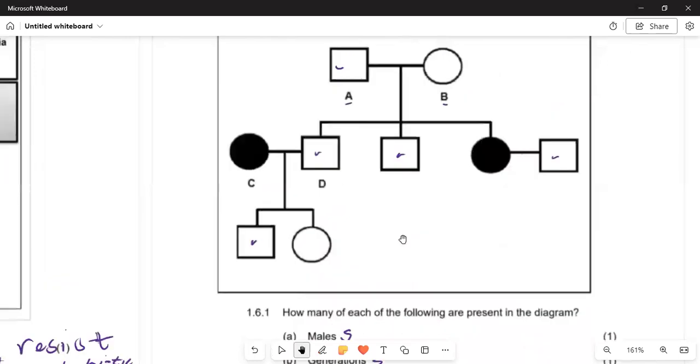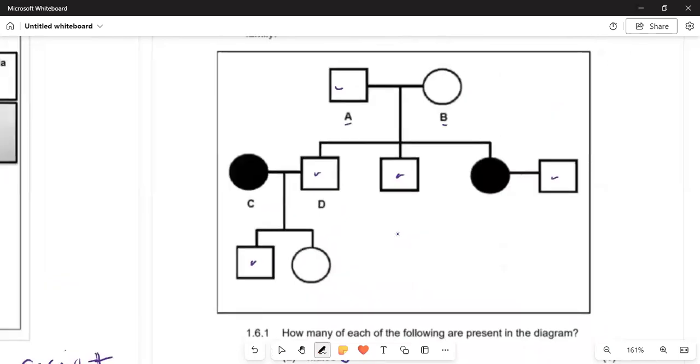And then we've got 3 generations. How do we say that we have 3 generations? This is generation number 1, this is generation number 2, and this is generation number 3.